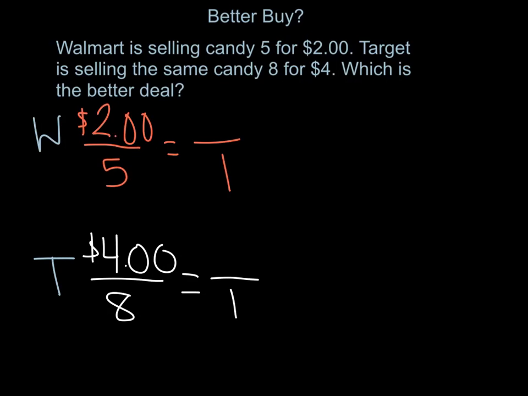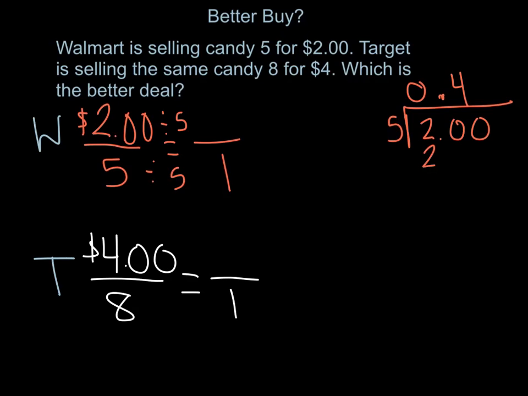So up here at Walmart, to get from 5 to 1, we divide by 5. We do the same to the numerator. We will set up a division problem. Our $2 goes on the inside and 5 on the outside. Place our decimal. 5 does not go into 2, so we place a 0. 5 divides into 20 4 times. 4 times 5 is 20. Subtracting, we get 0. Bring down our last 0. 5 does not go into 0, so we have 40. In other words, at Walmart, one candy is selling for 40 cents.